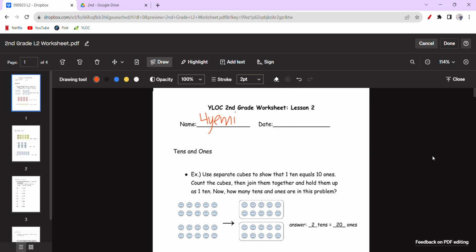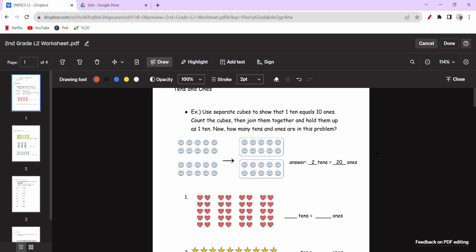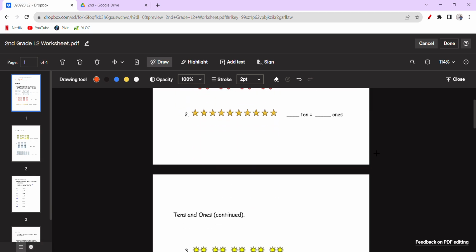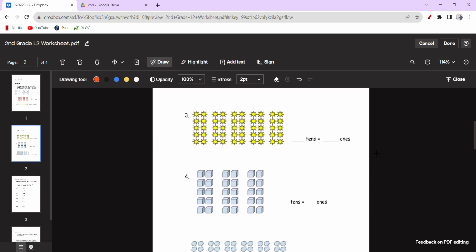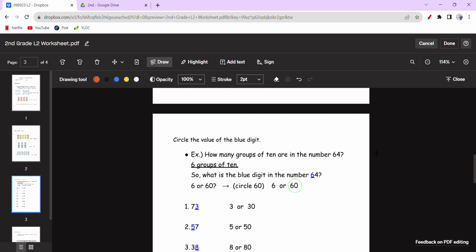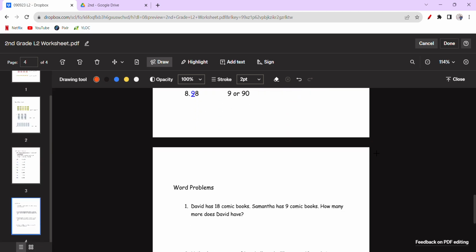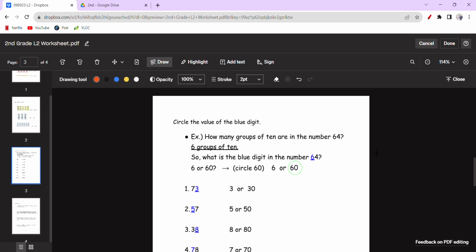And today I'll be going over the WILOC second grade worksheet lesson number 2. Okay, today's lesson is about tens and ones and how to know the difference between them, right? And to be able to use them in word problems and know their value.